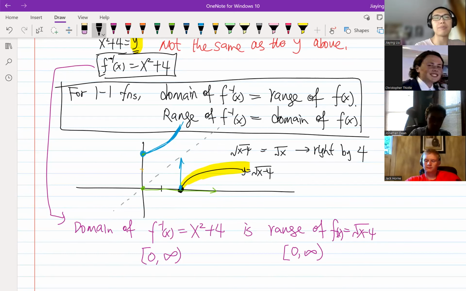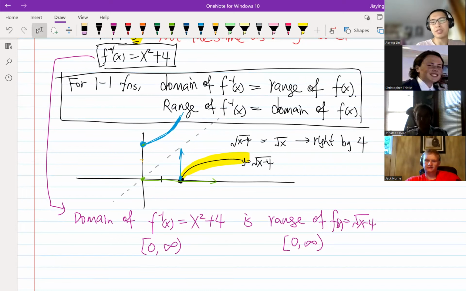So that's something to keep in mind when you graph inverse functions. Always think about the domain. It's not what the inverse will tell you, it's actually the original function. You'll have to look at the range.